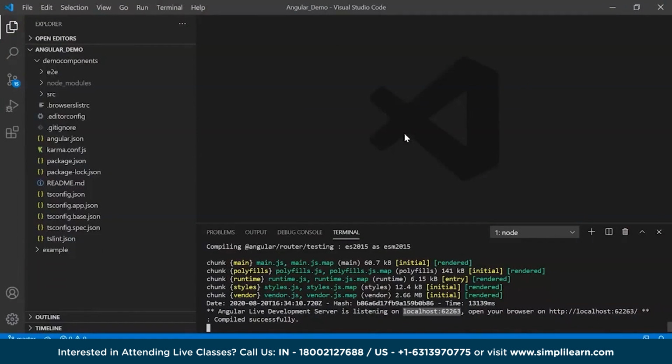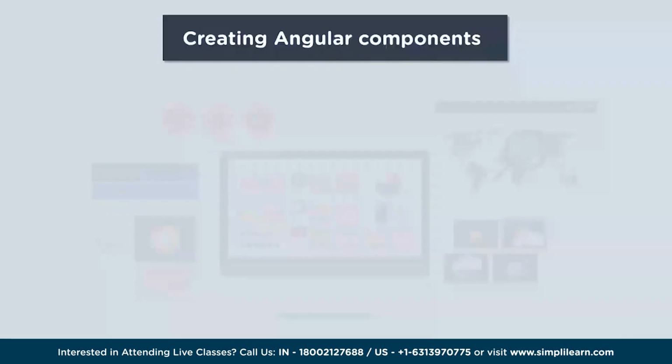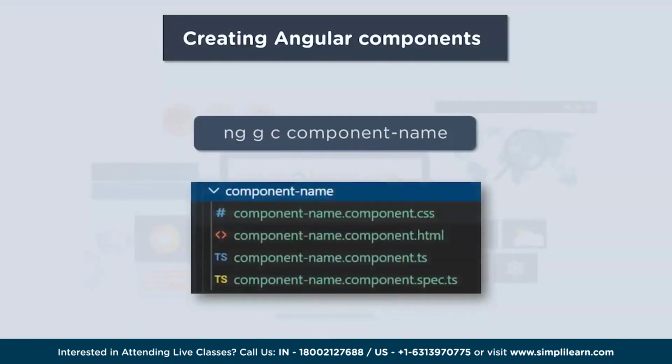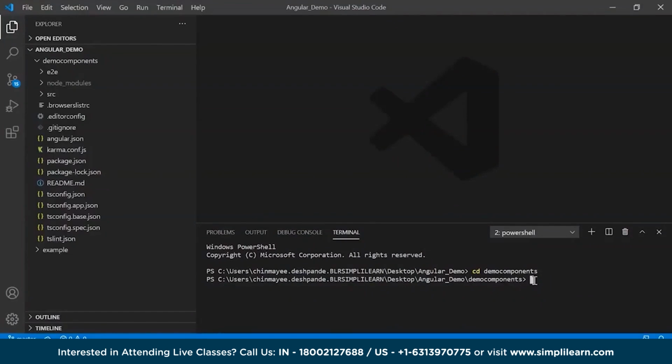Now let's go ahead and create our first component. The command used to create our component is ng g c and your component name. Once executed, it creates 4 different files. Let's see how this works on our VS Code. What you can do is head to your terminal and type in the command ng g c and provide a name for your component. For example, I'm going to just call my component text component. Alright.